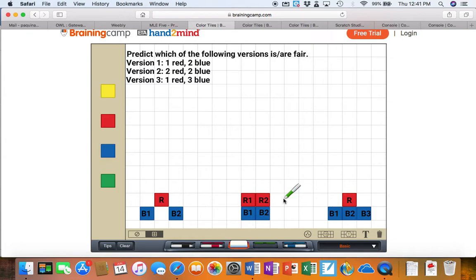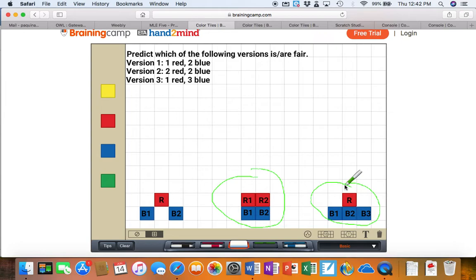I have used this lesson many times, and the results at this stage are almost always the same. The vast majority of students choose version 2 as the only fair version because it has equal numbers of red and blue tiles. When asked to choose a least fair version of the game, students almost always choose version 3 because of the greater difference between the number of red and blue tiles.